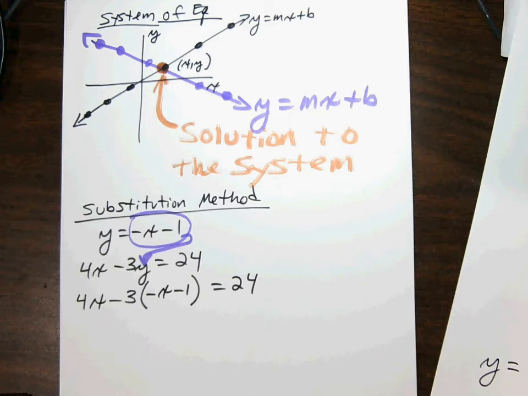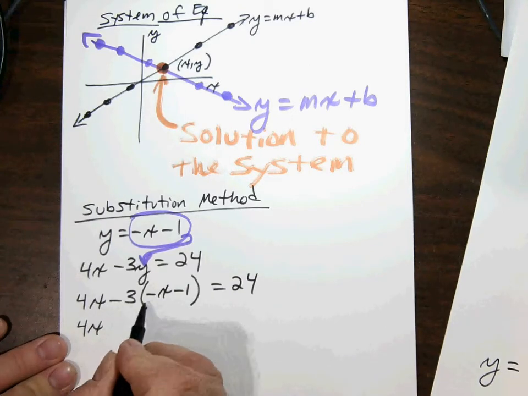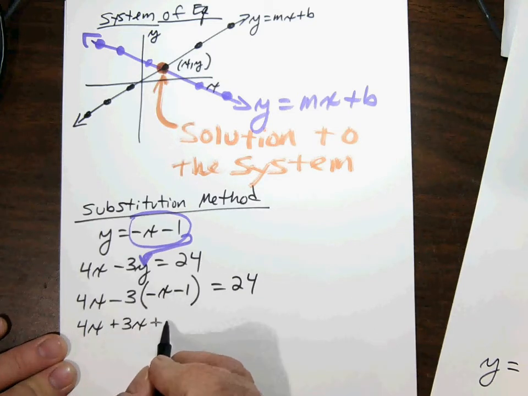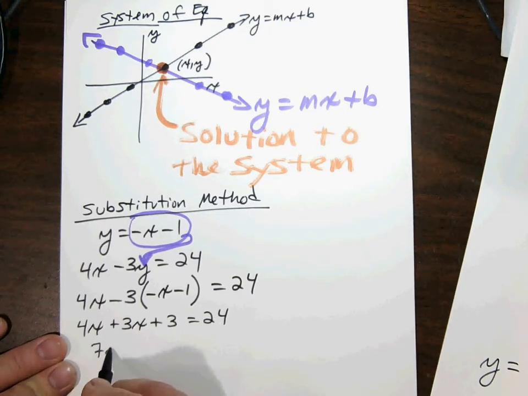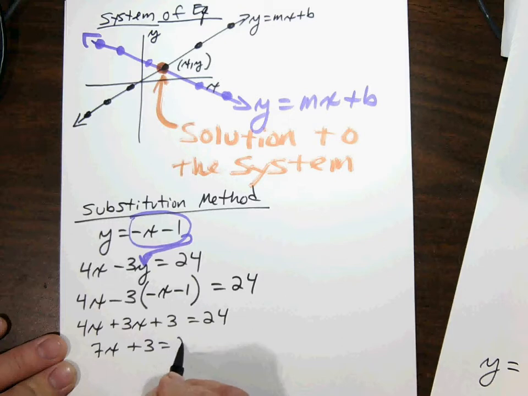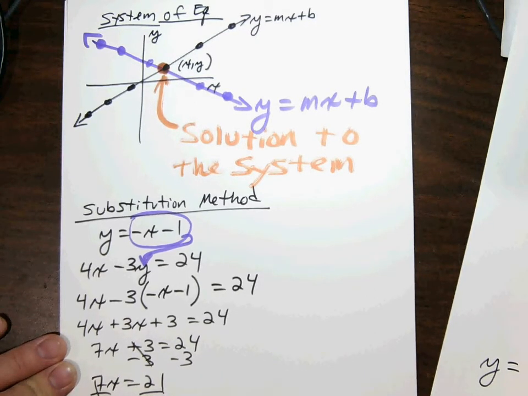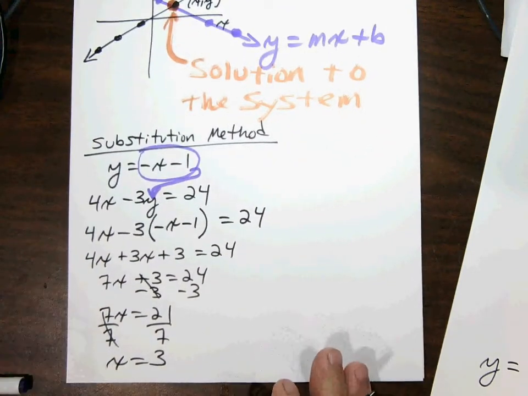And look what I have left now. I have only x, one unknown. I can solve an equation with one unknown. 4x, I'm going to distribute a negative 3, that'll be plus 3x plus 3 equals 24. Combine like terms, I'm going to get 7x plus 3 equals 24. Subtract 3 from both sides. 7x equals 21. Divide by 7. I'm going to get x equals 3.